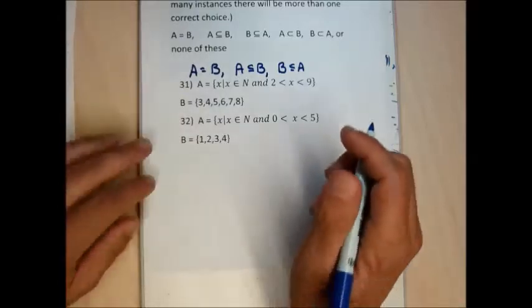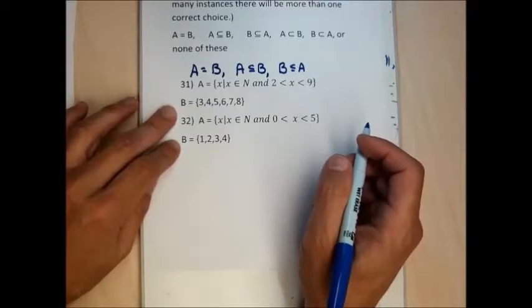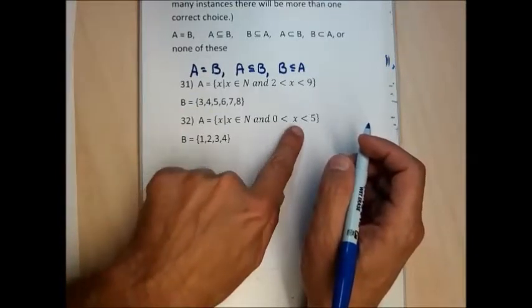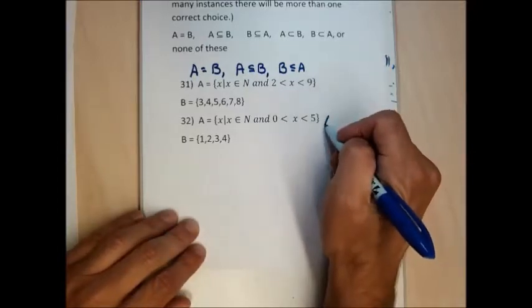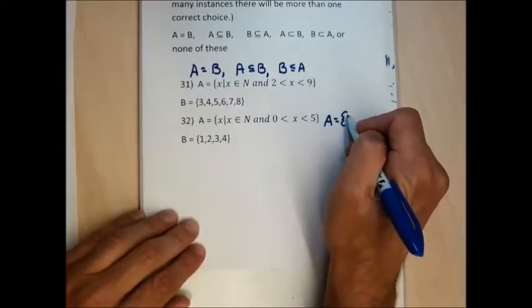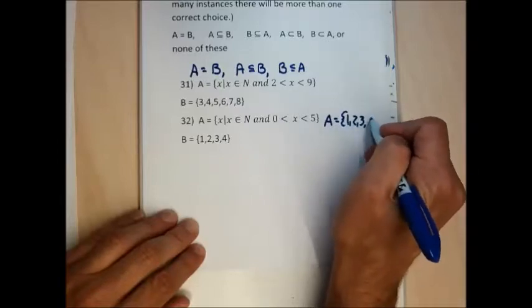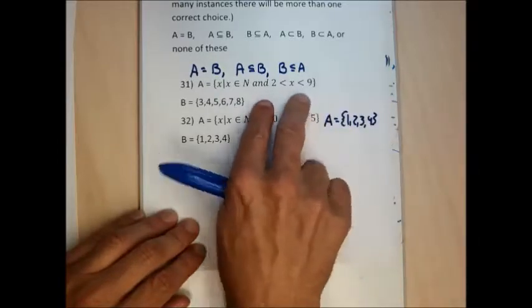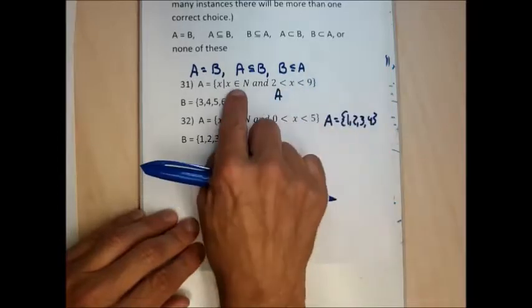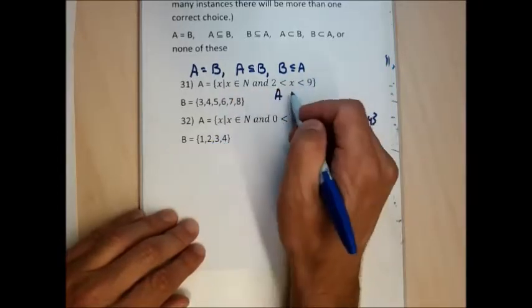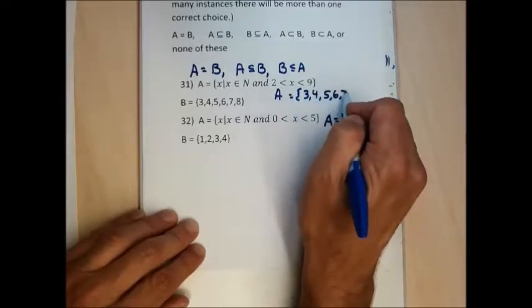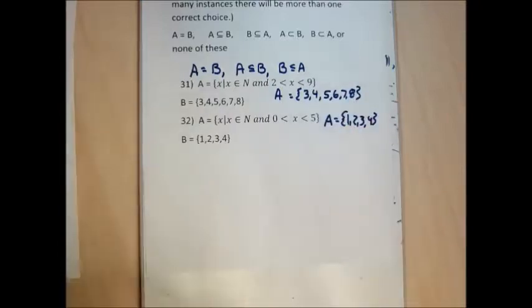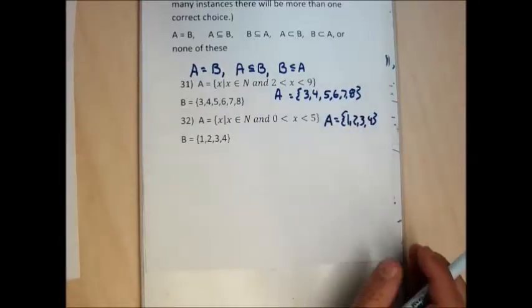So for 32, I'm given sets A and B. A are the natural numbers in between 0 and 5, not including the 0 and 5 because I don't have the or equal to. So A, for me, is just going to have the numbers 1, 2, 3, and 4. In your set 31, your A are going to have natural numbers between 2 and 9, not including the 2 and 9. So your set's going to have 3, 4, 5, 6, 7, and 8. Now let me just go through it and do my tests for 32.